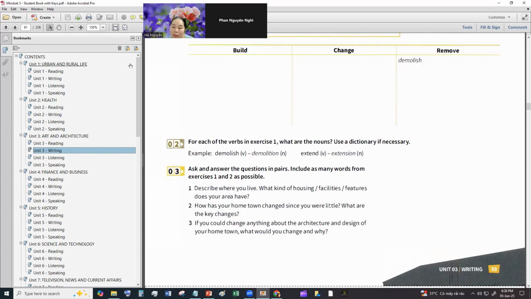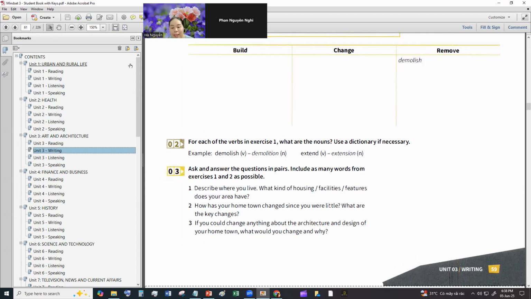So how has your hometown changed since you were little? What are the key changes? When I was little, my hometown only had middle field, and there were a lot of cattle, and now there are fewer cattle than before. There is more noise pollution and more apartments. I sometimes hear a tractor come along, but I used to hear that a lot when I was a child.